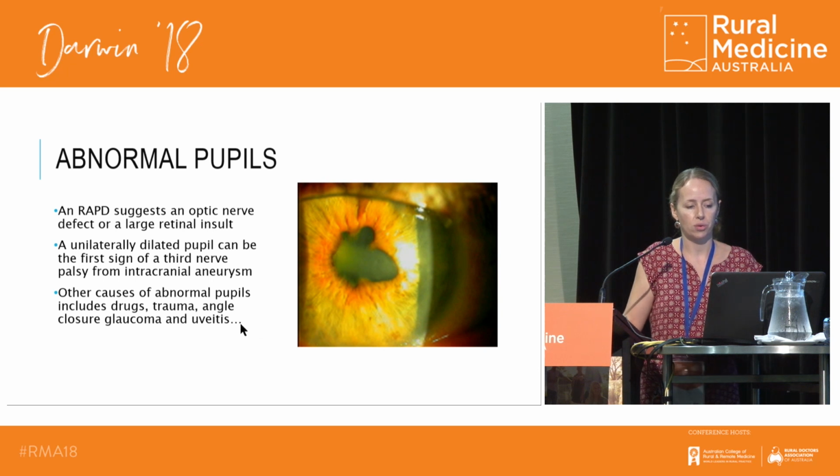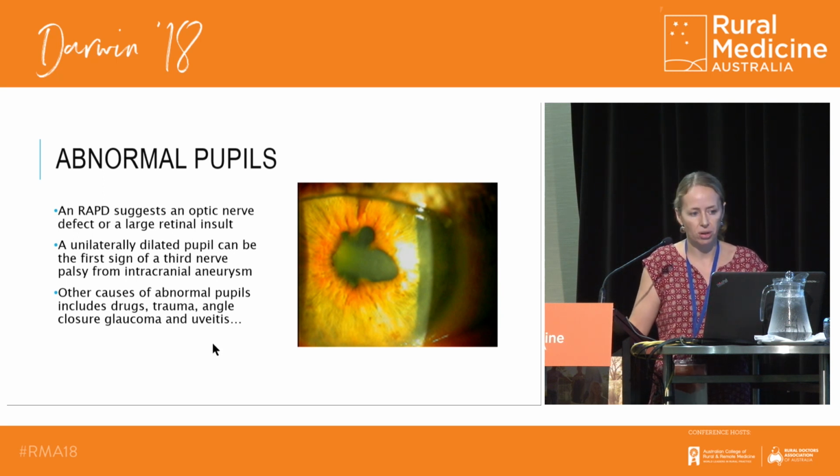Now, there's a few causes to keep in mind with abnormal pupils. An RAPD just means that the input in that eye is very poor, and it's usually because the optic nerve is sick, but it can also be because of a large retinal insult. So an artery occlusion to the eye or a large total retinal detachment can also cause an RAPD.